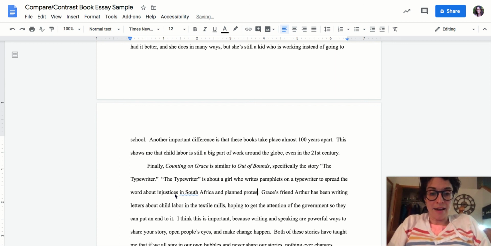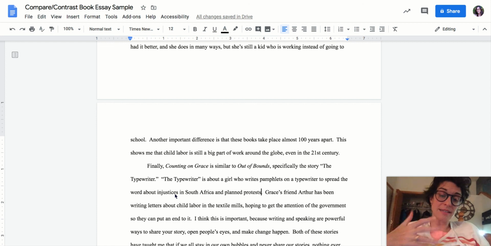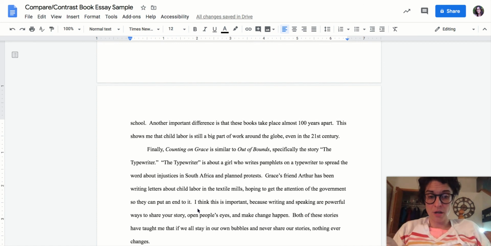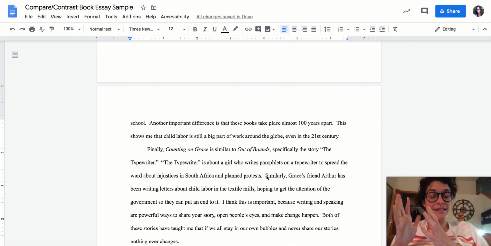Okay, sorry, I'm adding to this. You can see the process in my brain. It's about how he used a typewriter to spread the word about injustices in South Africa and planned protests. Then we add a transition word, similarly, so people know that I'm moving back to the other book. Similarly, Grace's friend Arthur has been writing letters about child labor in the textile mills, hoping to get the attention of the government so they can put an end to it. I think this is important because writing and speaking are powerful ways to share your story, open people's eyes, and make change happen. Both these stories have taught me that if we all stay in our own bubbles and never share our stories, nothing ever changes.